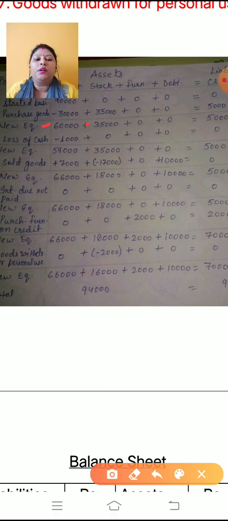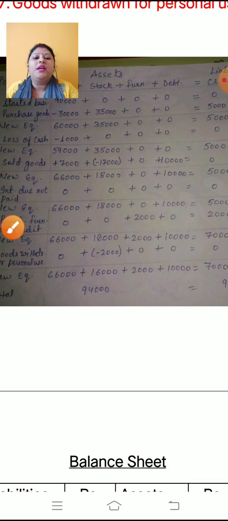Now come to the third. Third is loss of cash. Loss of cash by theft. It means you have an expense. You have a loss, so loss means expense. Now how much amount of cash by theft? 1,000. So this 1,000 cash is decreasing.